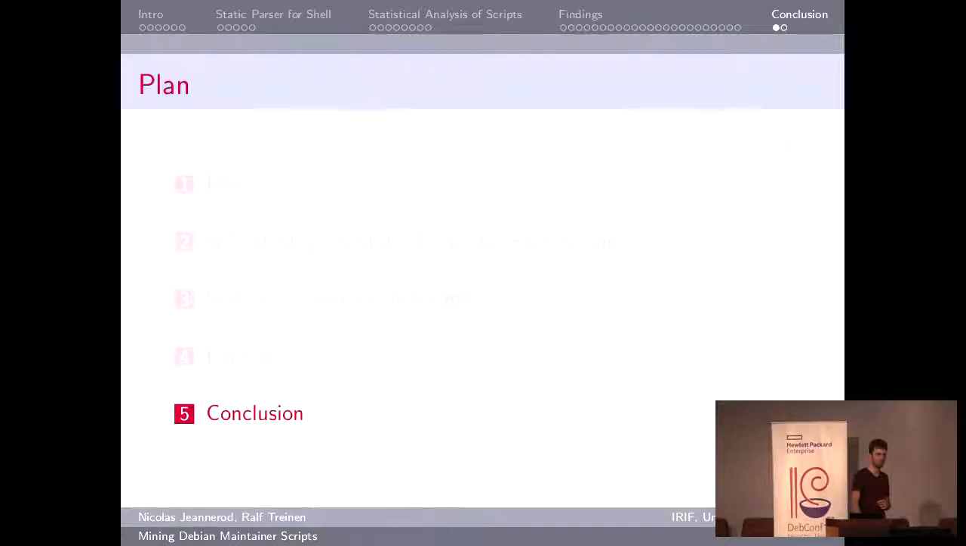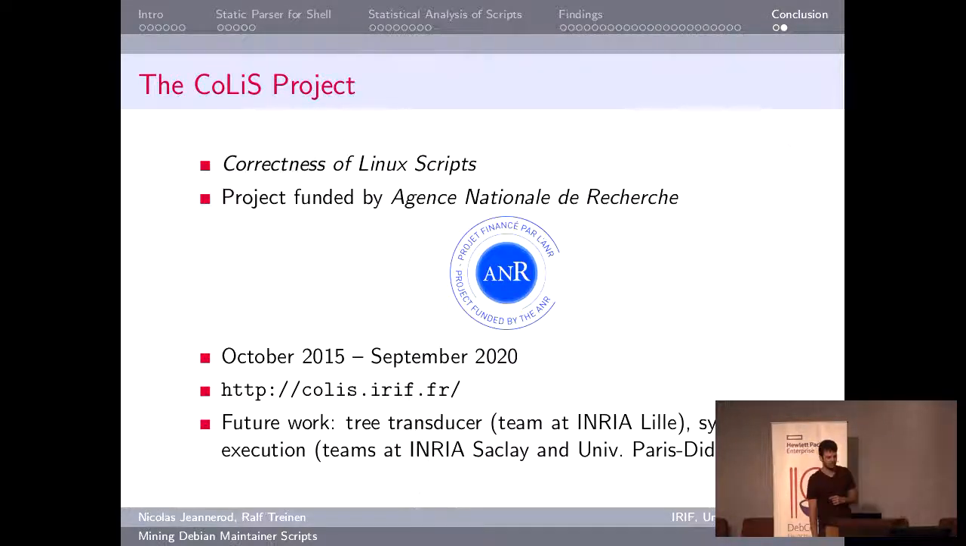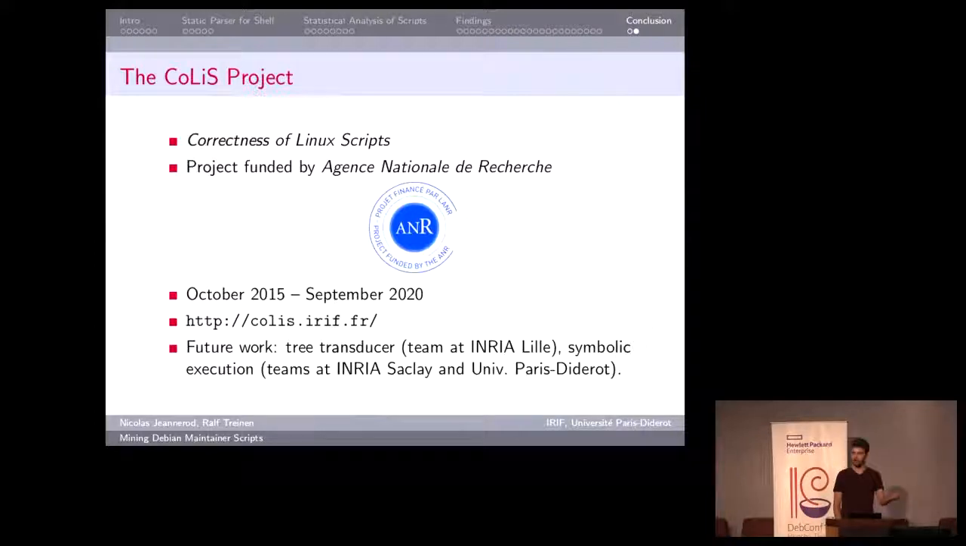Maybe to conclude really fast in order to have a few questions. So we are in the CoLiS project launched by Ralf here, and we aim at checking the correctness of Linux scripts in general, and in fact Debian packages in particular. This is a project funded by the Agence Nationale de la Recherche, which funds research projects in France. We still have 2 years to have fun with shell scripts.